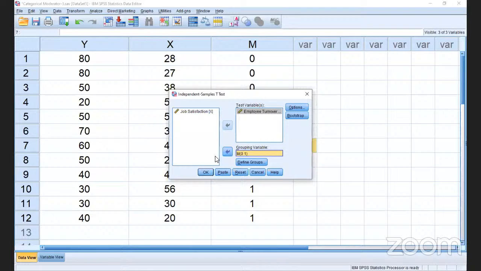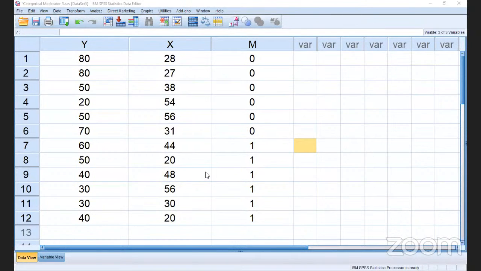And then OK. After OK, we will see the result. So I am showing you the slide. Stop sharing, and the output. Now we can see here, this is the output.